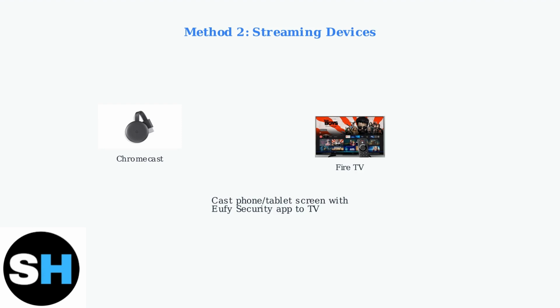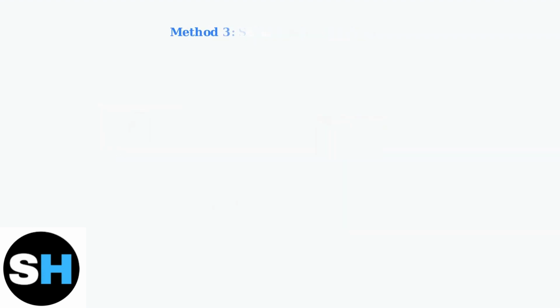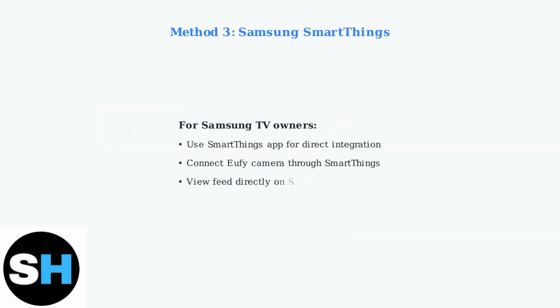Open the Eufy security app on your phone or tablet, then cast your screen to the TV. This works with any streaming device that supports screen mirroring. Samsung TV users have a special advantage with the SmartThings app. This provides direct Eufy camera integration, allowing you to connect your camera through SmartThings and view the feed directly on your Samsung TV without additional casting.